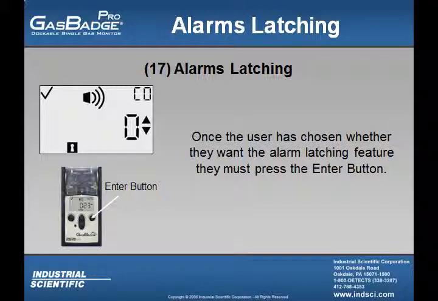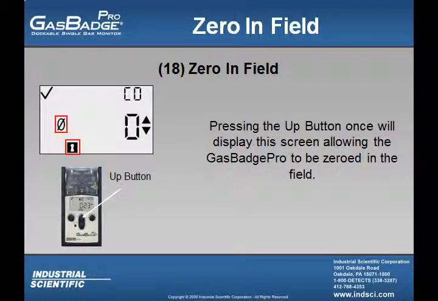Once the user has this feature set up the way they want it, they can now press the enter button and that feature is now saved. Pressing the up button once will display this screen showing a 0 with a slash through it and also the lock symbol. What this feature is for is the zeroing in the field.